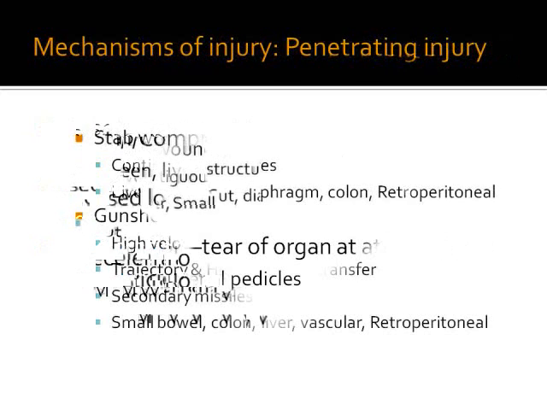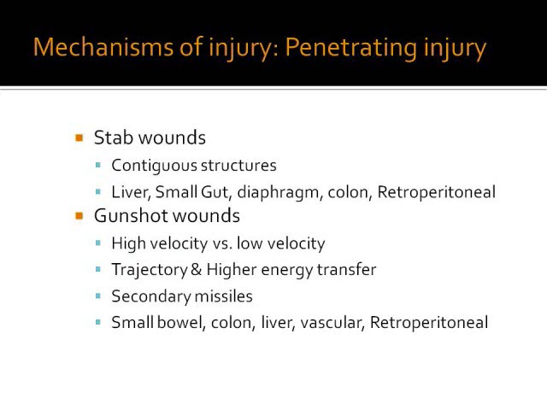For example, the intestines attached to the mesentery, or the kidneys at the pedicles, or other organs. The mechanisms of injury in penetrating injury are, for example, stab wounds and gunshot wounds. In stab wounds, the injuries will affect contiguous structures, but this may vary depending on the anatomy. They're much easier to predict when you have the liver, the small gut, diaphragm, colon, or retroperitoneum.